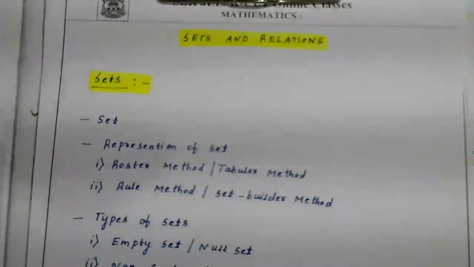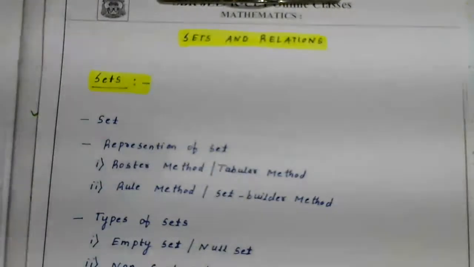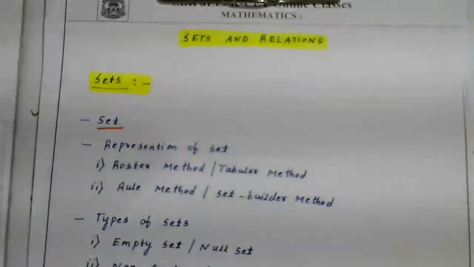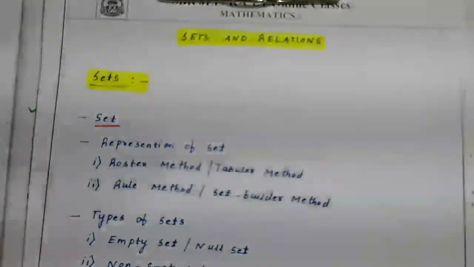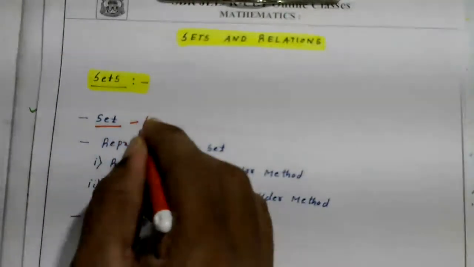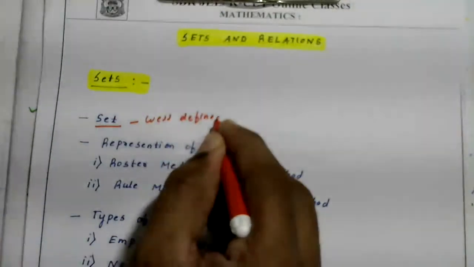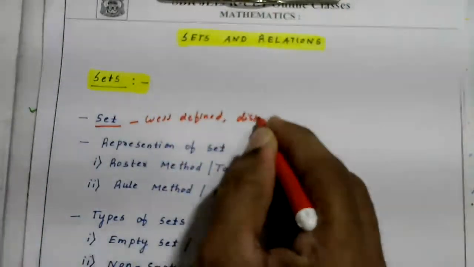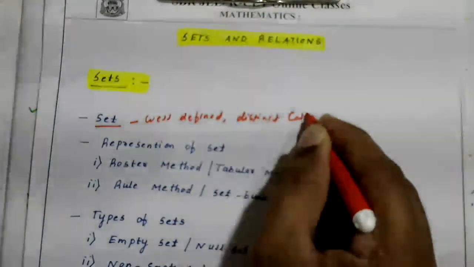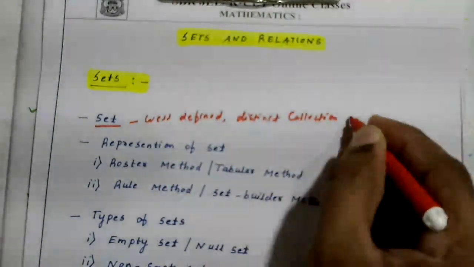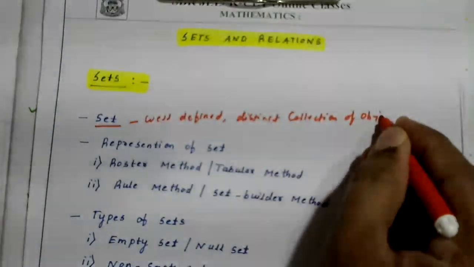So first, you are all aware of the definition of a set. It is a well-defined and distinct collection of objects. The objects that are collected, or the members of the set, are called the elements of a set.